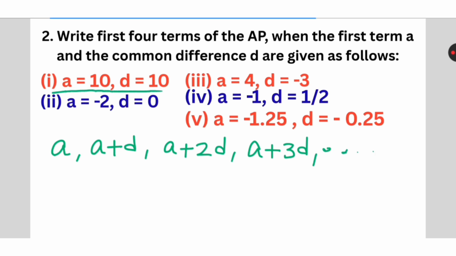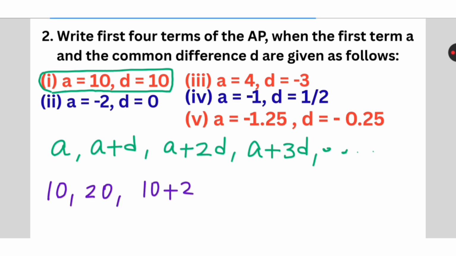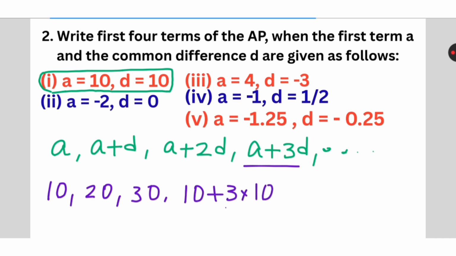The first one: A is 10, D is 10. So let's write A as 10, that is our first term. Then the second term is A plus D, that is 10 plus 10, which is 20, so that is our second term. The third term is A, which is 10, plus 2 times D, which is 10, so 20 plus 10 is 30, that is our third term. Now for the fourth term, which is A plus 3D: A is 10 plus 3 times D is 10, so 3 times 10 gives 30, 30 plus 10 gives 40. So these are the first 4 terms for the first question.